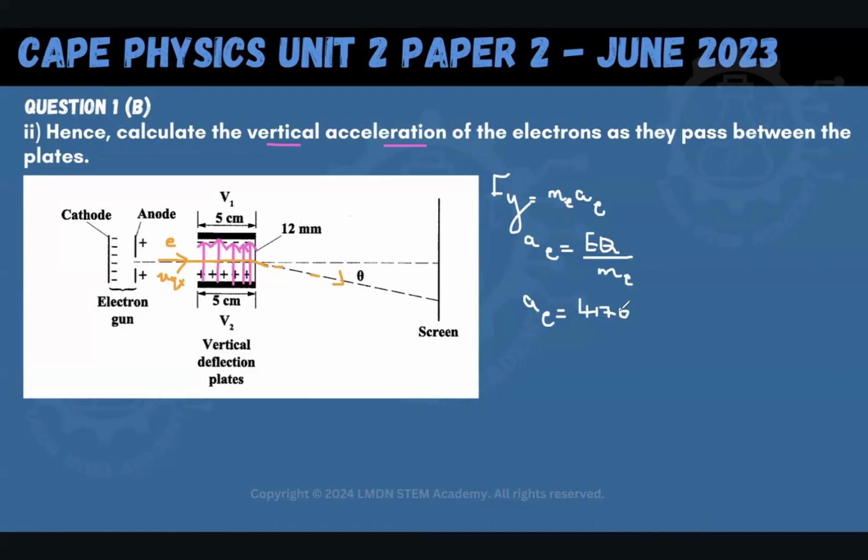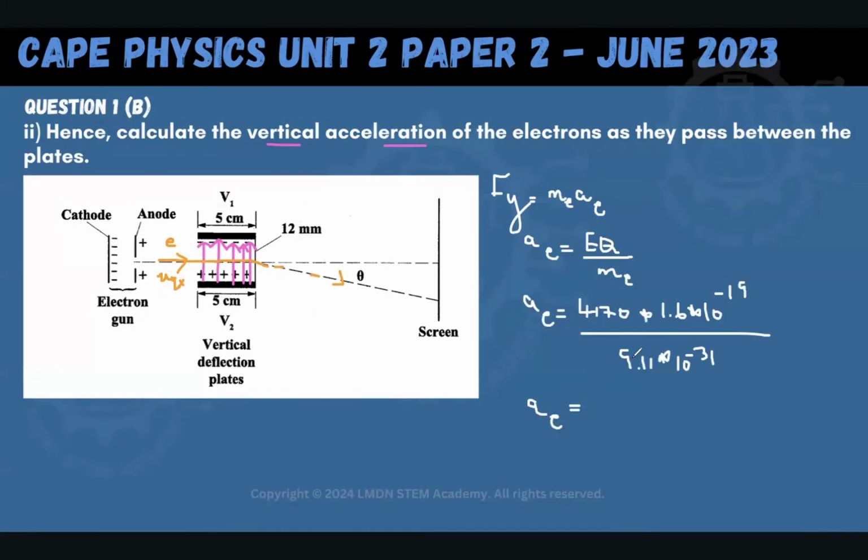4,170, that's what we had gotten, times the charge of an electron, which is 1.6 times 10 to the negative 19, divided by the mass of an electron, which is 9.11 times 10 to the negative 31. Everything is in SI units because this is in volts per meter, this is in coulombs, and this is in kilograms. So my AE should work out to have SI units of acceleration.